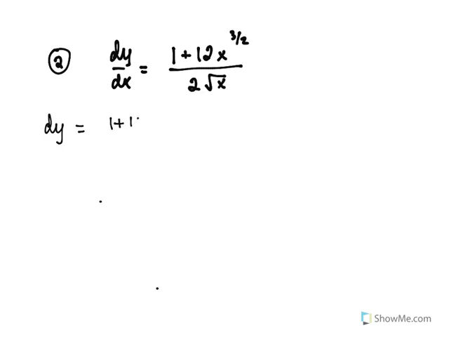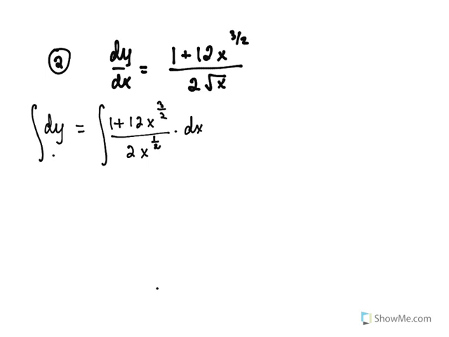And I get (1 + 12x^(3/2))/2. Instead of square root of x, I'm just going to put x to the power of 1/2, times dx. I now have y on the right side, so I can now integrate both sides of my equation. And let's see what happens.